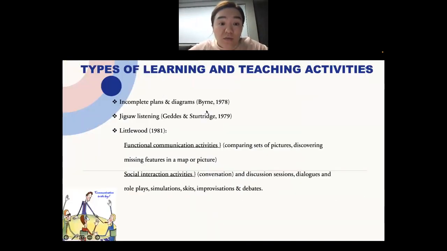So, types of learning and teaching activities in the communicative approach, for example, incomplete plans and diagrams, which was proposed by Byrne in 1978. Jigsaw listening. Littlewood presented two types of activities: functional communication activities, for example, comparing sets of pictures, discovering missing features in a map or picture, then social interaction activities: conversation and discussion sessions, dialogues and role plays, simulations, skits, improvisations and debates, various of them.